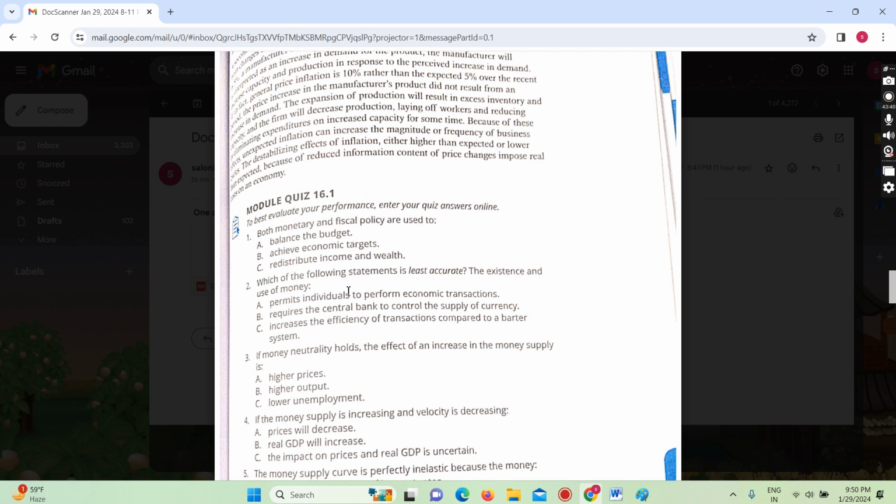तो हमसे क्या पूछा? Both of these are used. Fiscal policy but not monetary policy. Okay, so the answer is to achieve economic targets.